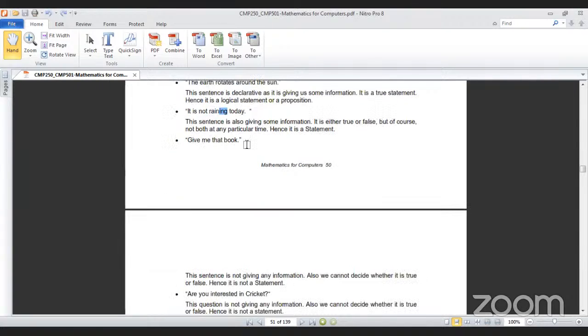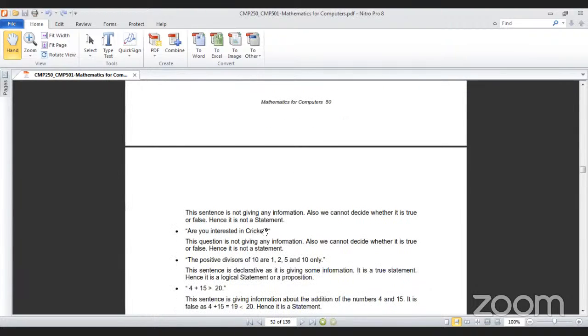Give me that book. Now this is just, what should I say, an action given to a person. So it is not a statement because I can't define whether it is true or whether it is false. Now again, a question mark sentence. Are you interested in cricket? This is also not a statement.